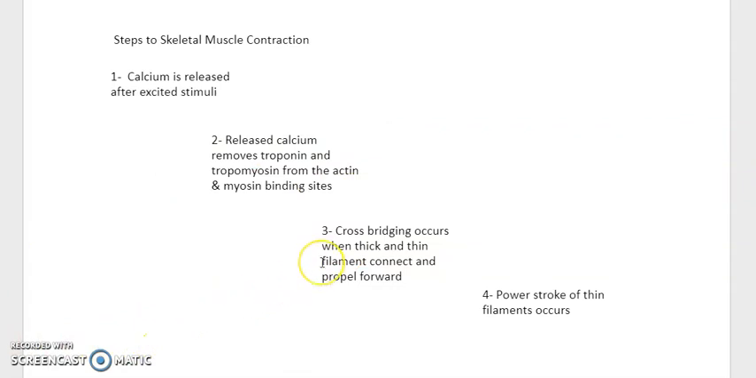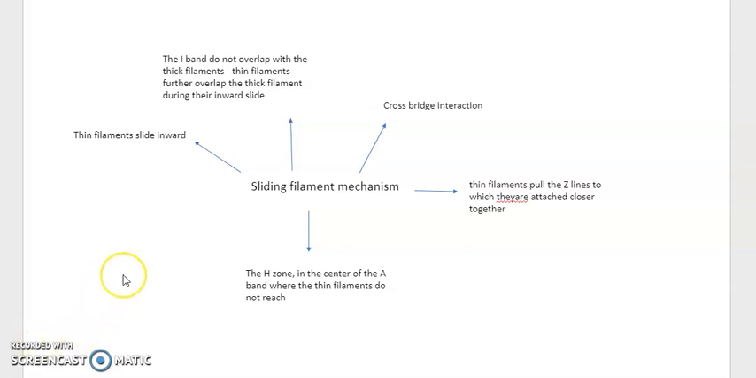A cross bridge occurs when the thick and thin filament connect and propel forward. This is also known as a power stroke, which allows the thin filaments to come together. The sliding filament mechanism is what happens when the I band does not overlap with the thick filaments. The thin filaments further overlap the thick filament during the inward slide. Thin filaments pull the Z lines to which they are attached closer together.